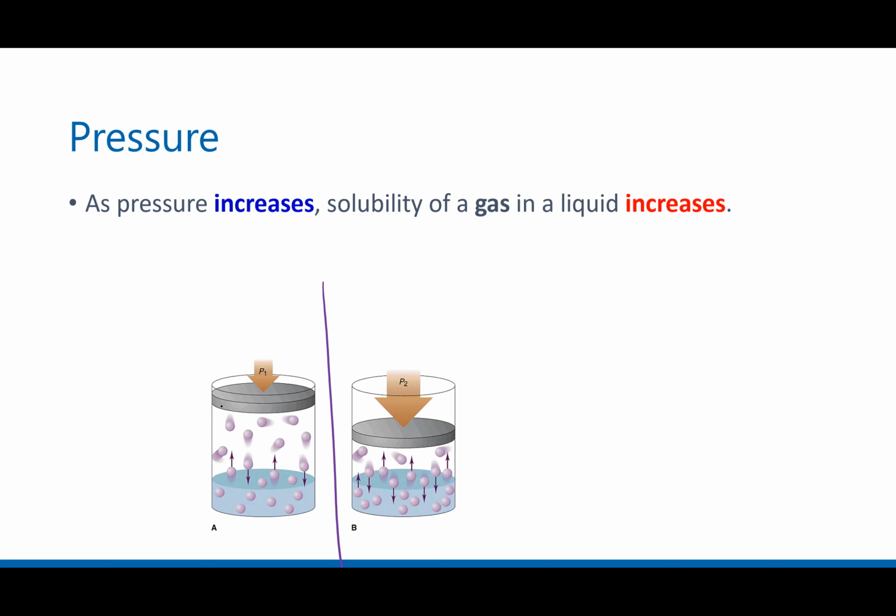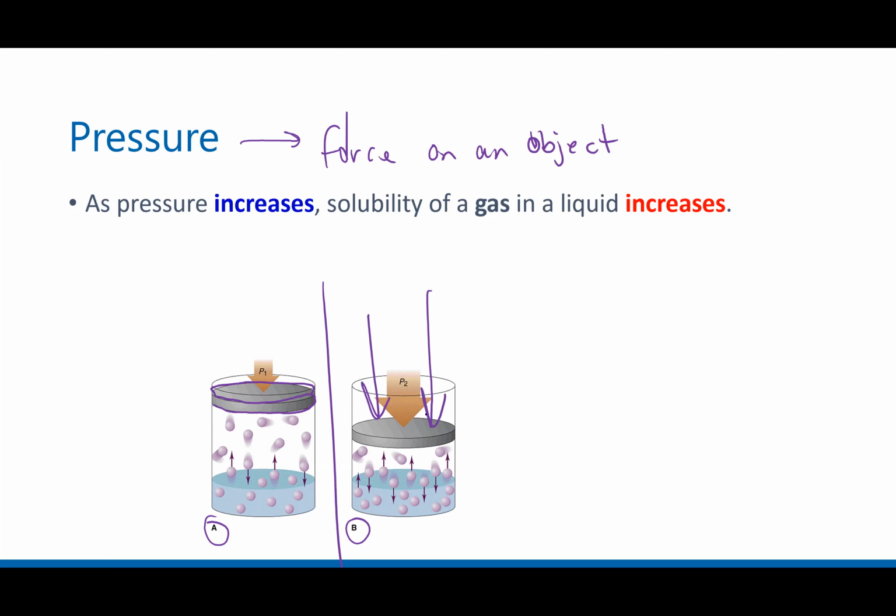Here I have two beakers, and on top of them what's called a piston, or a disc that I can push down to increase pressure. If you can't remember what pressure is, it's the force on an object. When you put pressure on something, you're squeezing it or pushing it. Look at the left, I have beaker A, look at the right, I have beaker B. In beaker B, I'm pushing down on the gas. I'm compressing the gas. And by doing that, I'm literally pushing all of those molecules into the water.